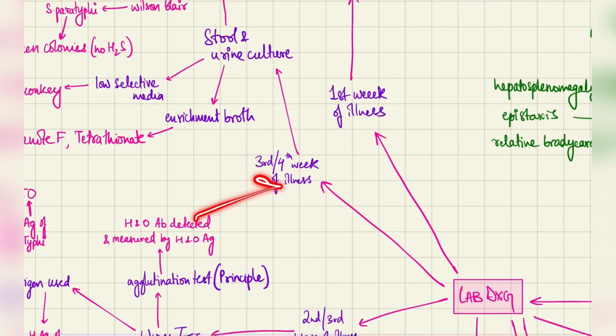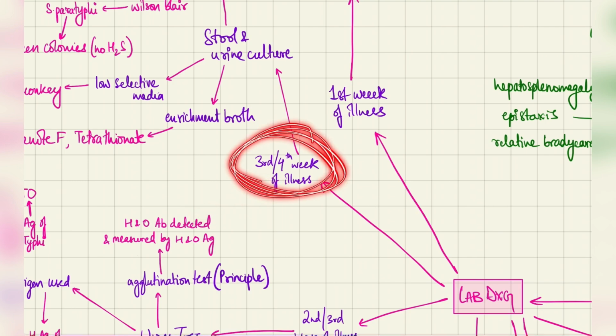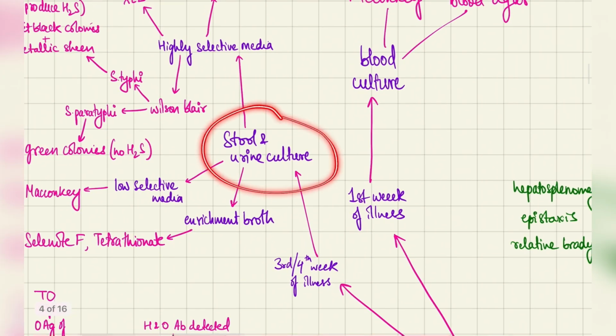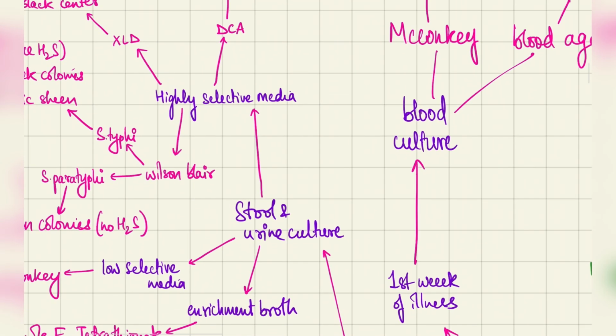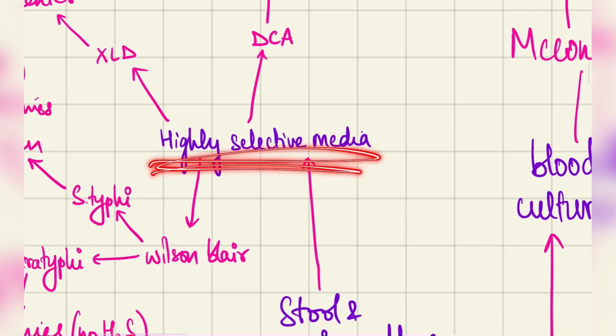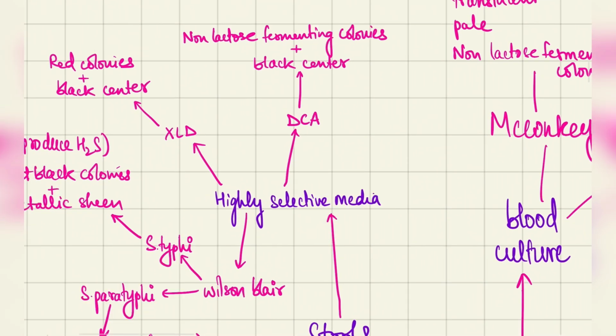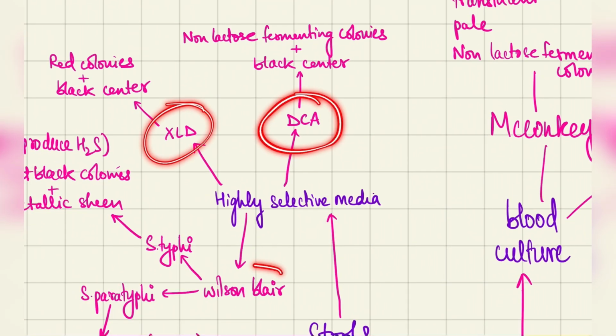When you're way past the infectivity phase, third or fourth week, what do you do? You do stool and urine culture. You try to find the organism in either the stool or the urine. What will you do? You want a highly selective media which will shortly give you a diagnosis. You do DCA, XLD or Wilson-Blair.